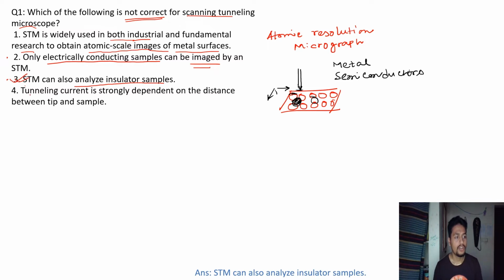And also the fourth option, let me read it out. Tunneling current is strongly dependent on the distance between tip and sample. Yes, that is what the principle is. Like whatever the distance is, let's say this is a tip, and this is a surface molecule. Now this is the first surface molecule, let's say, and this is the second, and this is the, let's say, third.